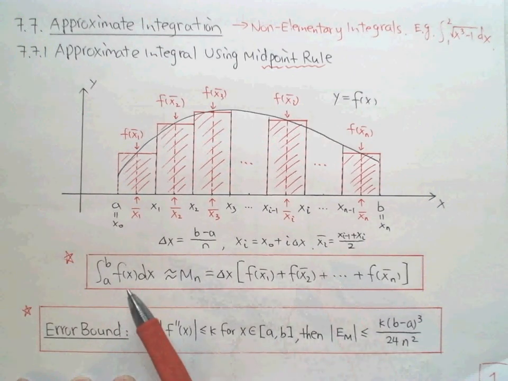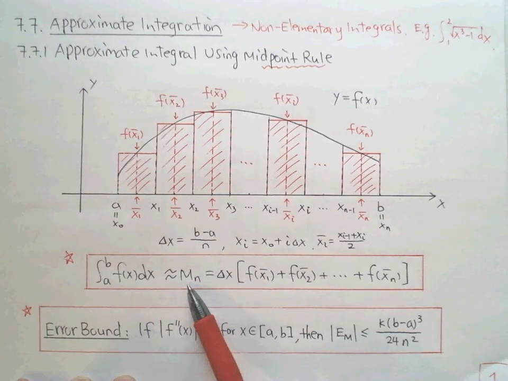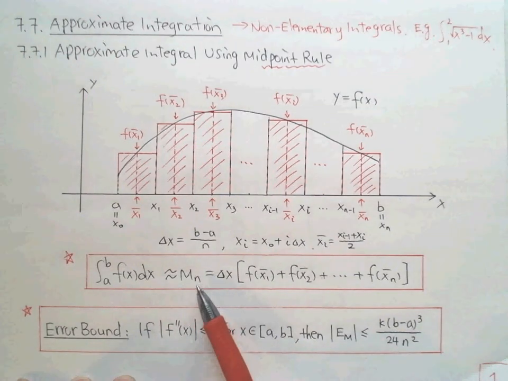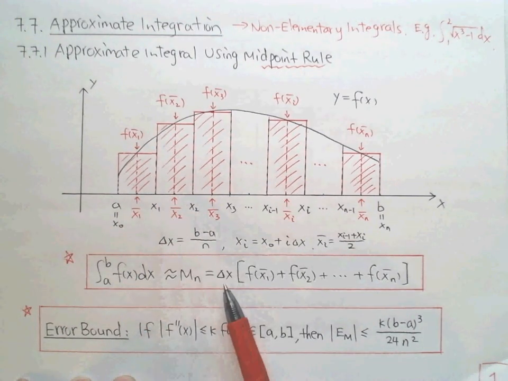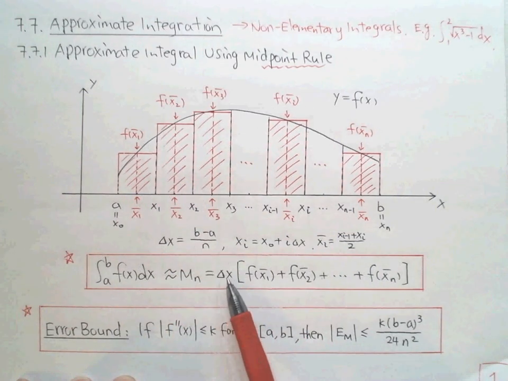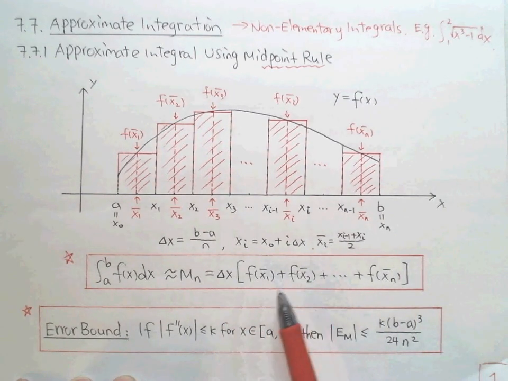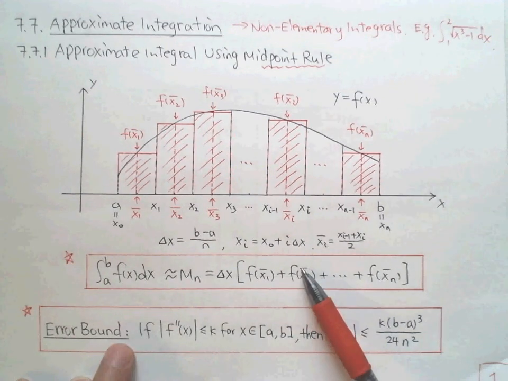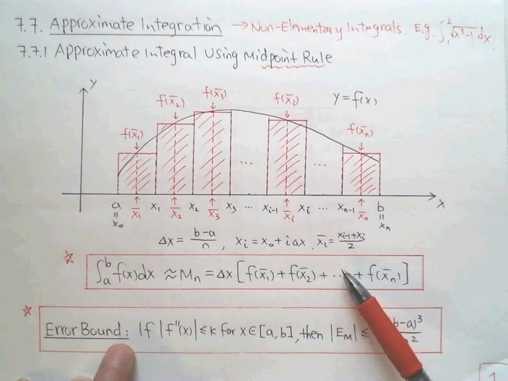Now the integral is approximated by the midpoint approximation with n rectangles. So delta x is the increment, which is the width, or simply the base, times the height. If we distribute, it is the base times the height plus the base times the height plus the base times the height, which is all the areas of the rectangles. Okay, this is the formula. Later I have an example to show you how to do this. We did exactly this one before.